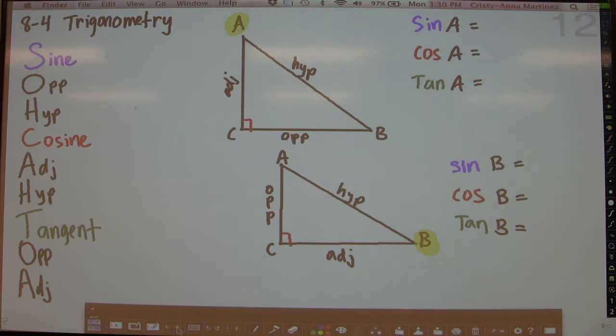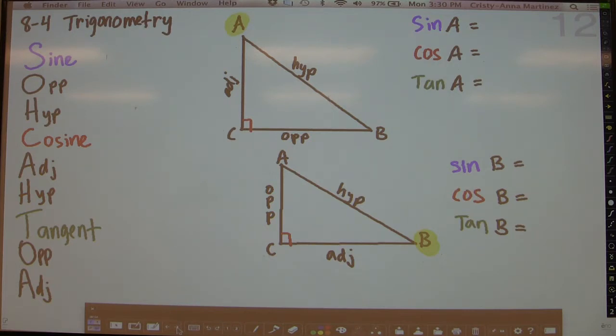It is chapter 8, section 4, and today we're going to be discussing trigonometry, one of my favorite topics in geometry. And if you want to know where the word trigonometry comes from, it comes from two Greek words. The first is trigon, which means triangle, and the second is metron, which means measures. So basically the study of trigonometry involves triangle measurement.